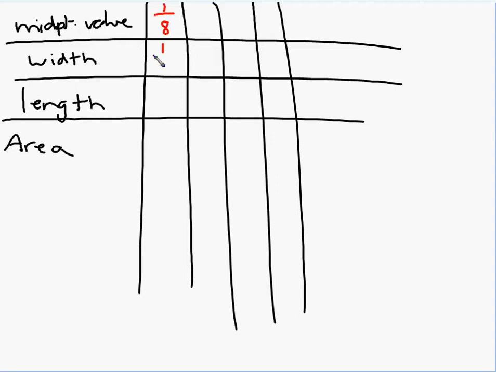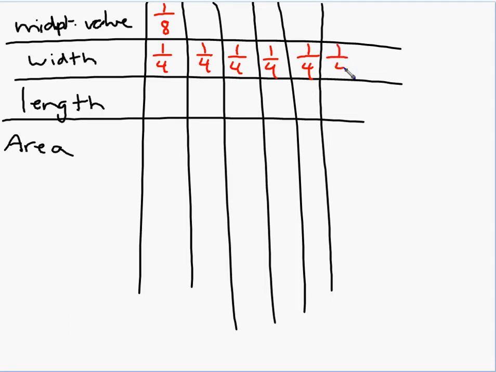What is the width on every rectangle? 1/4. Every width for every rectangle is the same. Every single one of them is 1/4 all the way across. The width of every rectangle is 1/4. But the length changes based on what the function does. And we've already found that out.